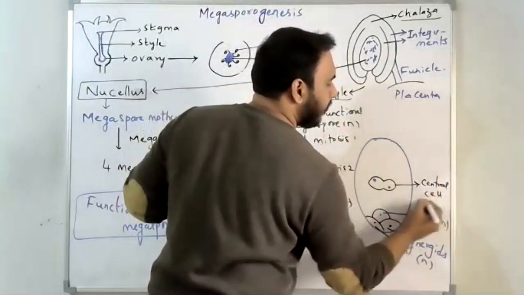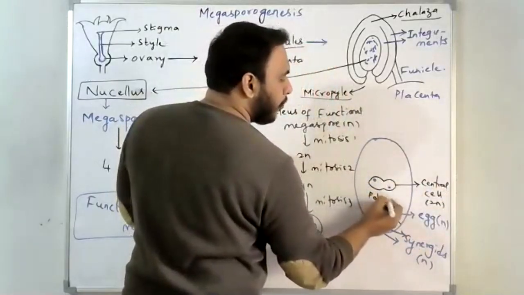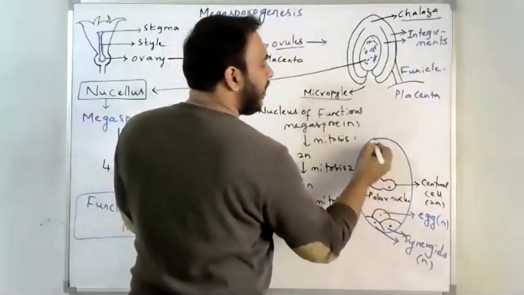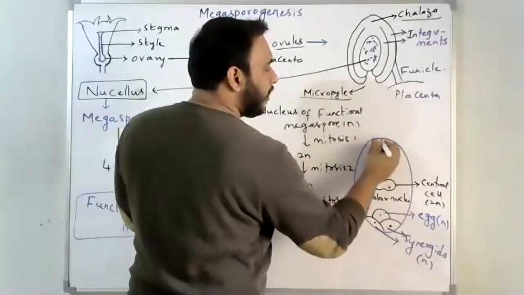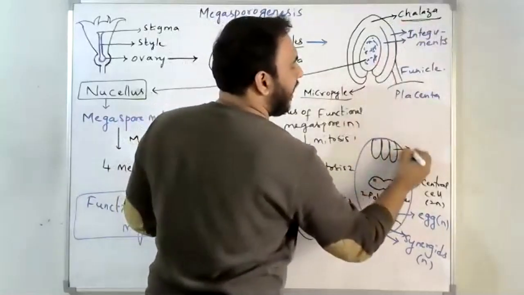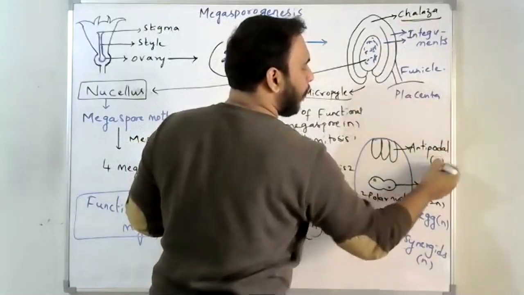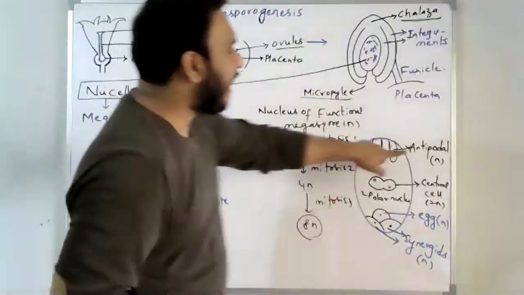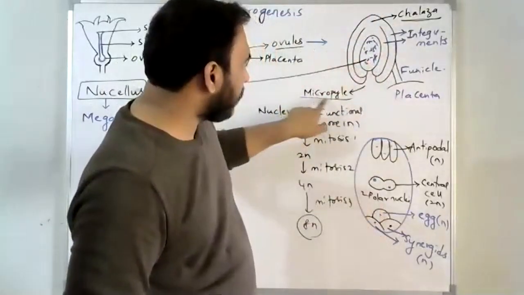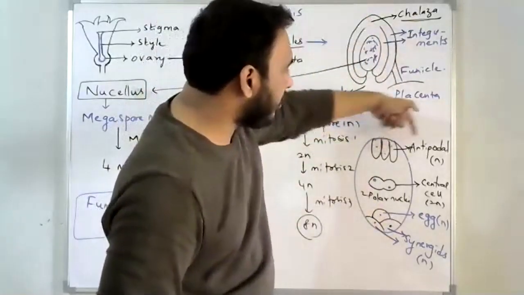The central cell is diploid because it possesses two polar nuclei. These two nuclei are called polar nuclei. Next, the cells located towards the chalazal portion are called antipodals. They are haploid. The antipodals are located towards the chalaza, and the two synergids and egg cell are located towards the micropyle.